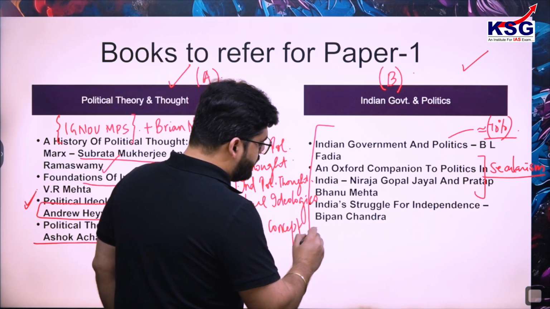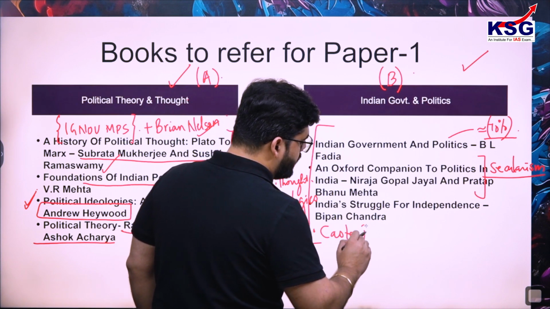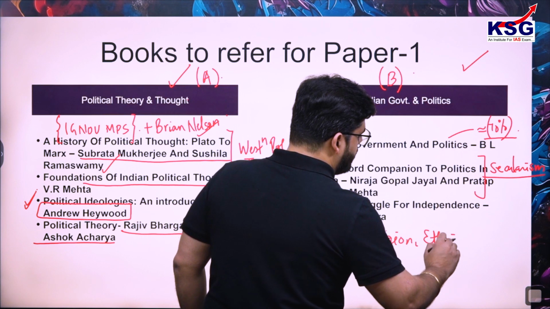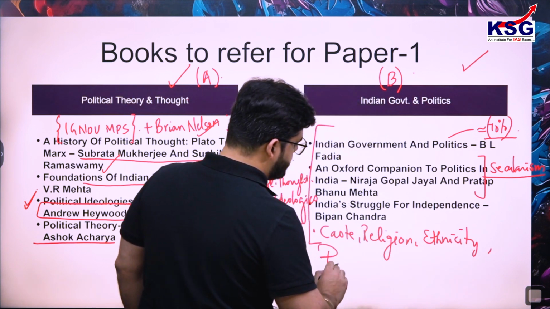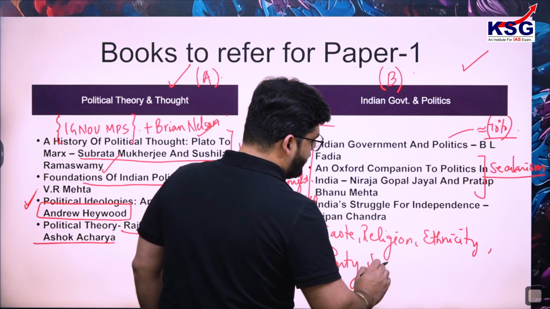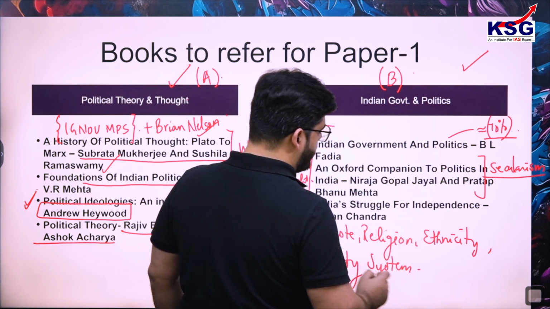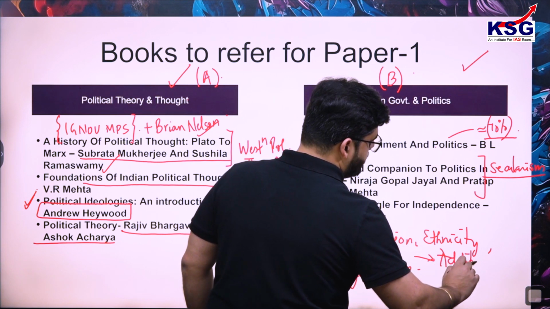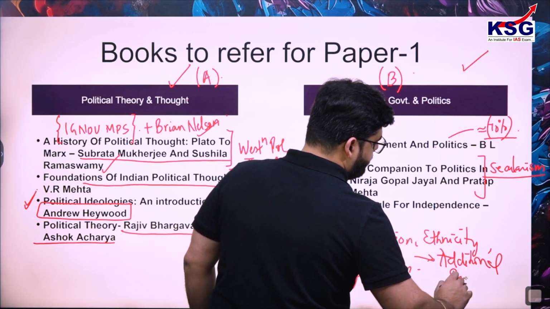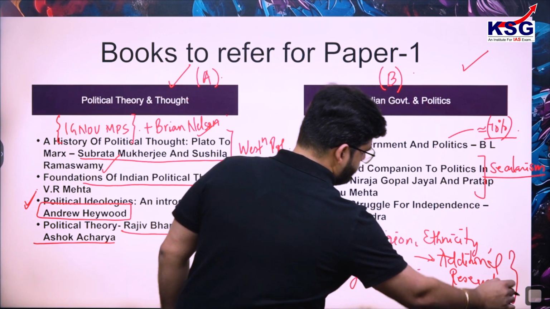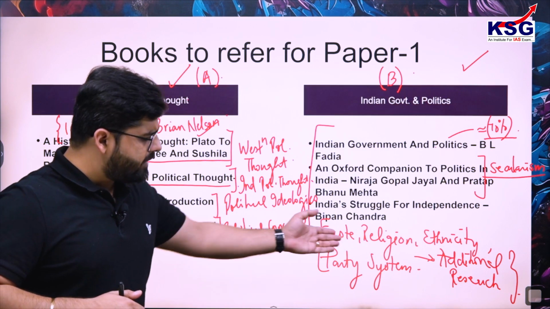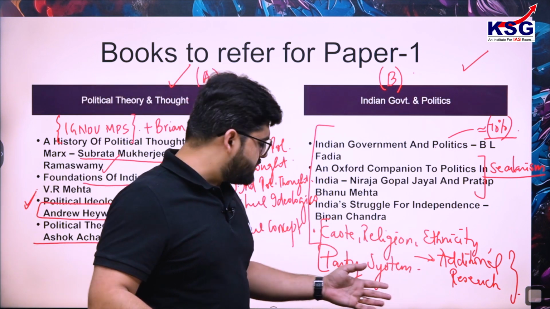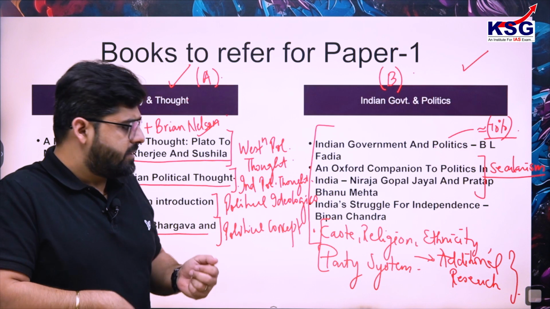Now, one aspect around caste, religion, ethnicity is also a topic, as are party systems. These topics are covered in B.L. Fadia, but for these topics, you may have to do additional research, because these are favorite topics for UPSC, at least from the perspective of PSIR. They're asked in GS also. Caste, religion, ethnicity aspects are asked in GS also. Party system is not something which is generally asked in GS.